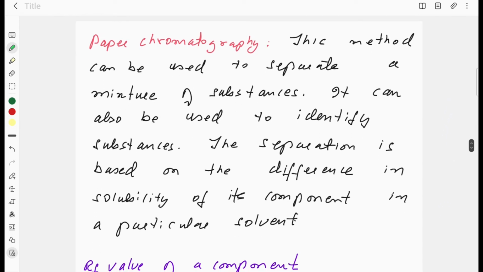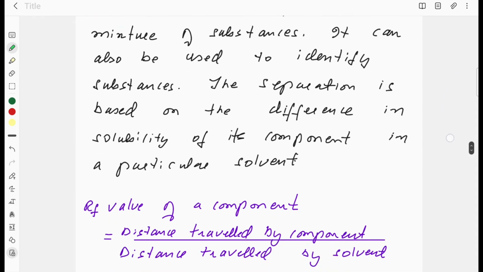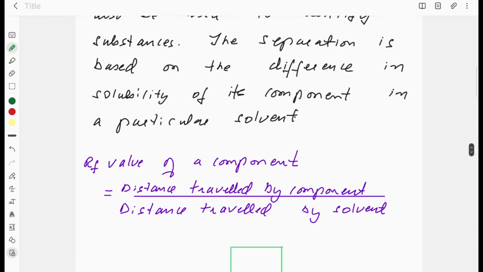Paper chromatography. This method can be used to separate a mixture of substances. It can also be used to identify substances. The separation is based on the difference in solubility of its components in a particular solvent. I'll explain it in a while. Rf value is the distance traveled by the component divided by the distance traveled by the solvent.